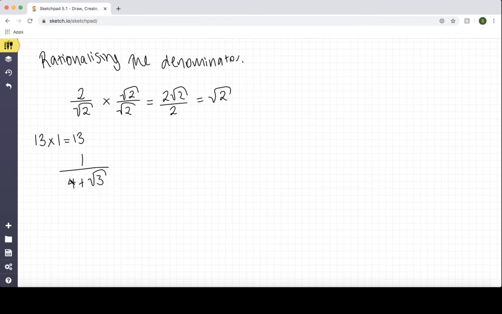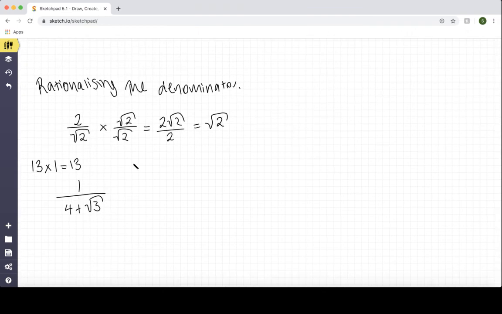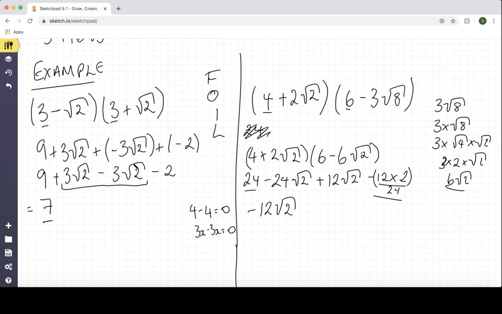Well, we want to times it by something that will mean that the square root goes. So this is the little square root of 3 that we're looking at. So if we go back to the example above, this one that we did, you notice that we could times this by something, and we got this, which is a rational number because it doesn't have any square roots, okay?